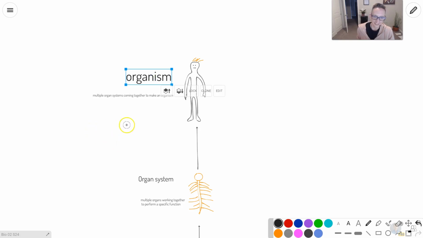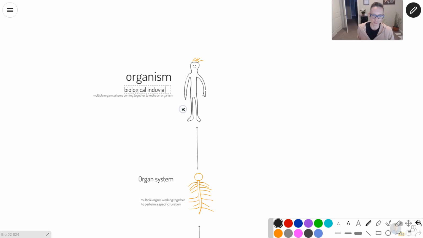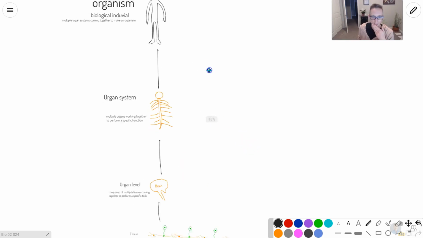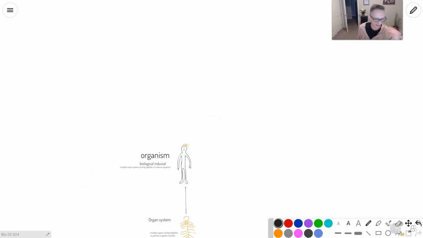We consider this a biological individual. It doesn't actually have to have organ systems. A bacterium is an organism, but it doesn't have organ systems. So it's also a biological individual, if that makes sense, because some organisms are single-celled. All right, we got all that. And we're still not done.